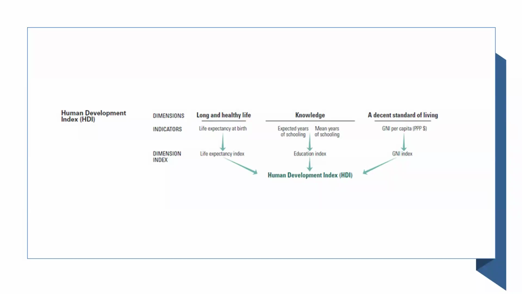For knowledge, we're going to take a look at two different ways of measuring. One is the expected years, and one is the mean years. Expected years are when a student is entering school: how many years do we expect them to be in school? Will they receive an elementary education, a middle school, a high school, or will they receive a college education? That lets us know where the country is headed.